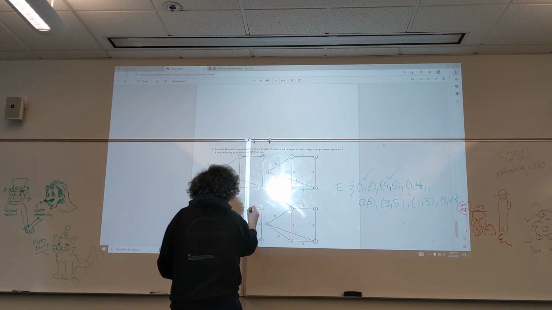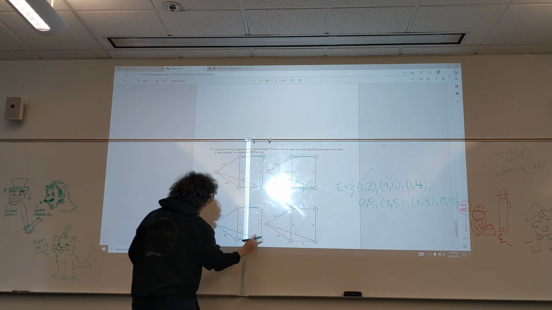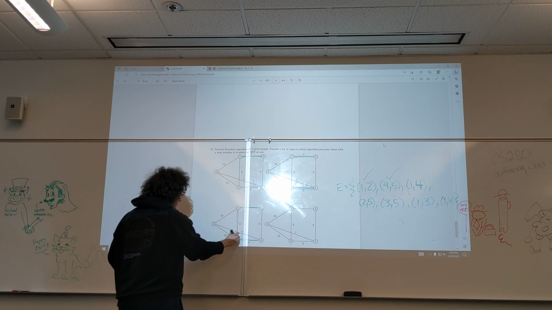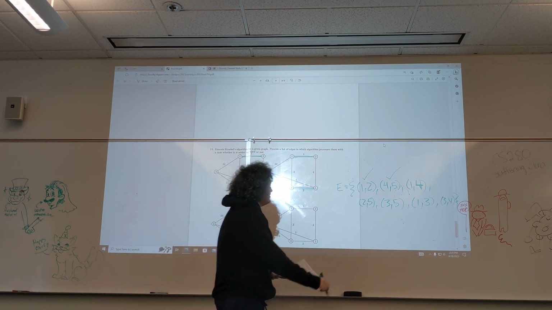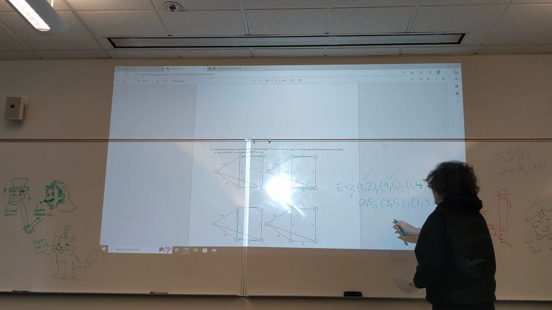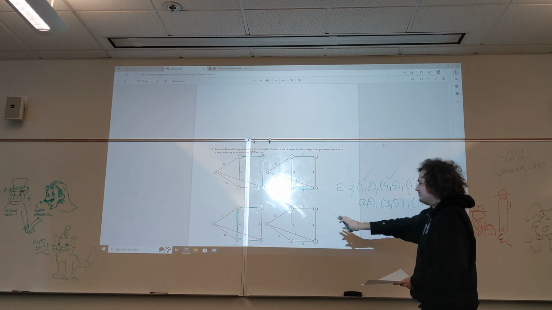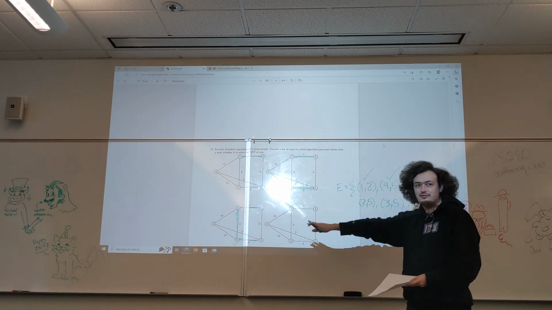In this step, it doesn't create a cycle, so we'll put it in our tree. So that gets included. Then we have 2 to 5. 2 to 5 creates a cycle, so we can't do that.